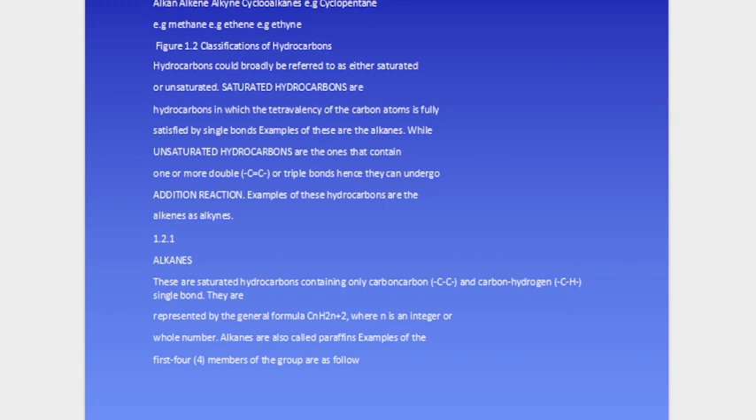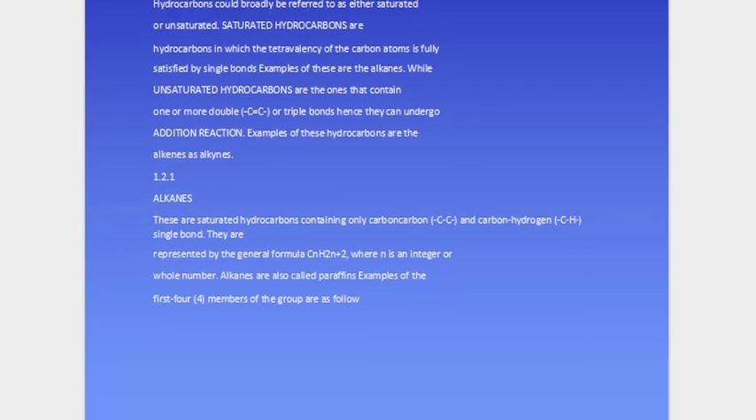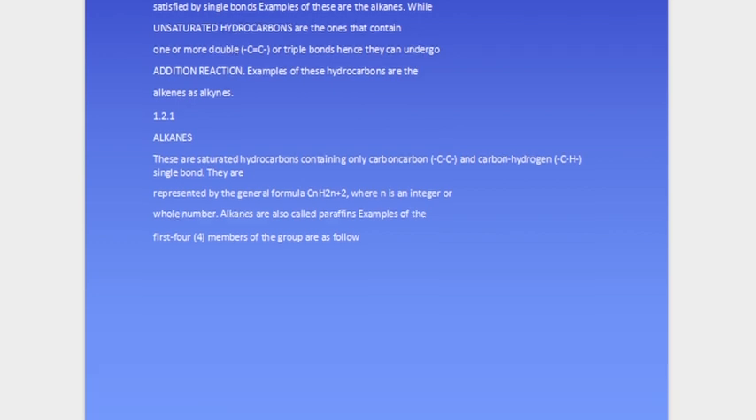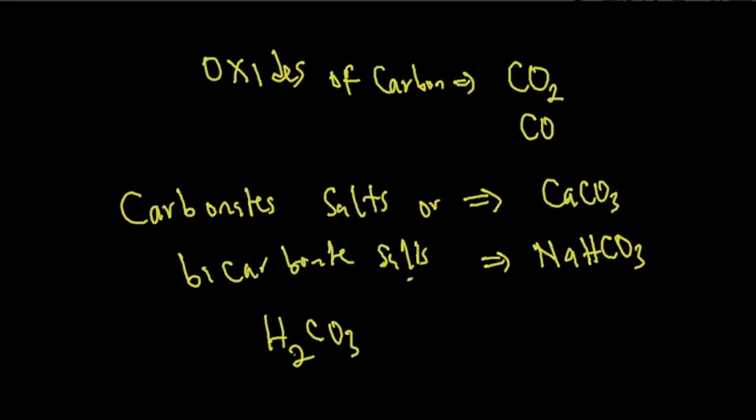So let's get to discuss this homologous series. Alkanes are saturated hydrocarbons containing only carbon-carbon single bonds. The only thing found in alkanes is that they are hydrocarbons, number one, and because they are hydrocarbons and saturated, the implication is that they only possess single bonds between carbon atoms, and with hydrogen too. They are represented by the general molecular formula CnH2n+2, where n is an integer or whole number. Alkanes are also called paraffins. Examples will be seen below. But before we get to that, let's briefly talk about what they are trying to imply in this description.